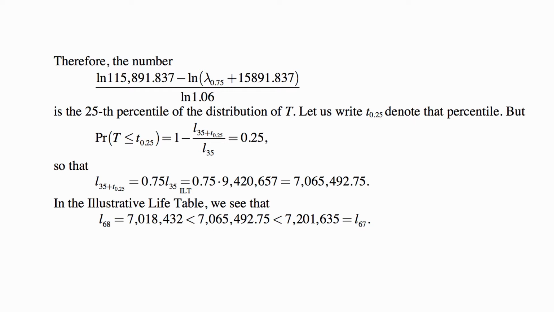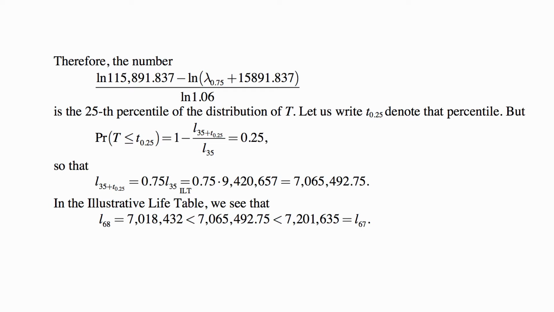Okay, let's denote t.25 as the 25th percentile of the distribution of t. So the probability that t is less than or equal to t.25 is 1 minus the population size at age 35 plus t.25 divided by L35. That's equal to 0.25. So as I said, we really could have intuitively argued this: the population size at age 35 plus t.25 has to be 75% of the population size at age 35.